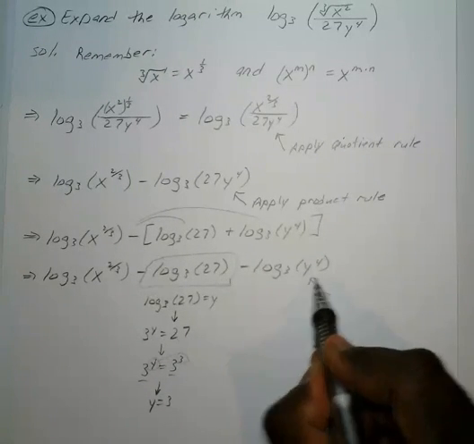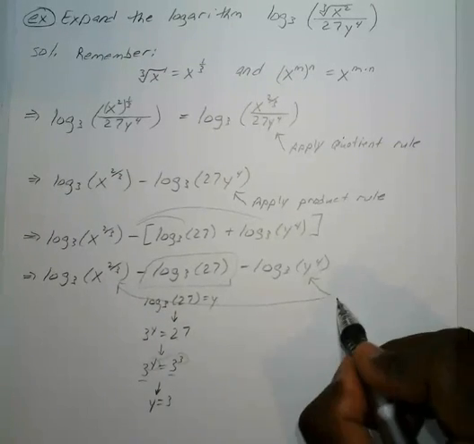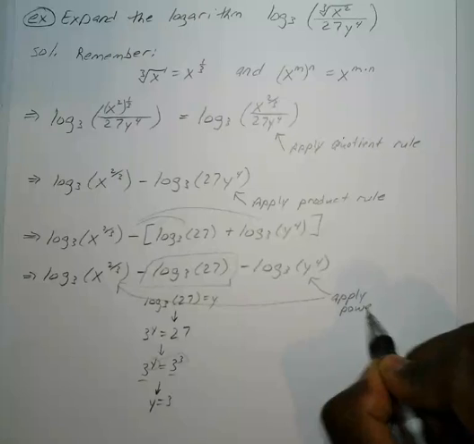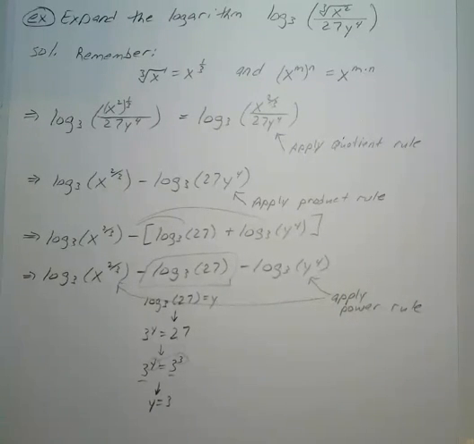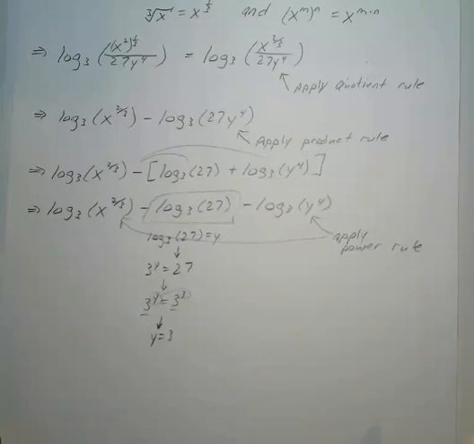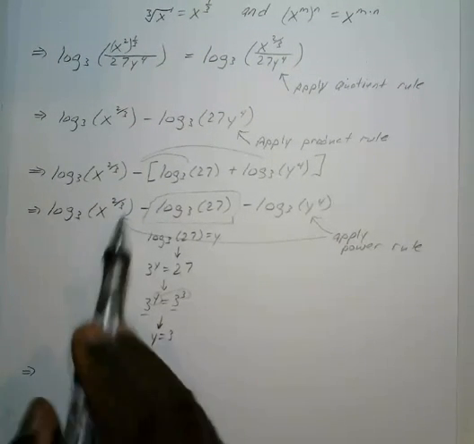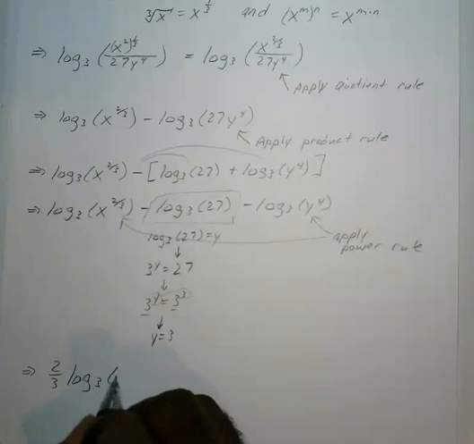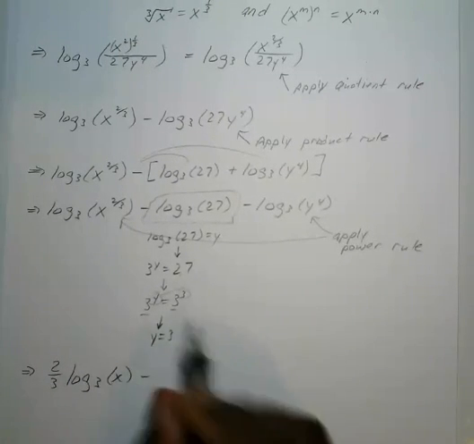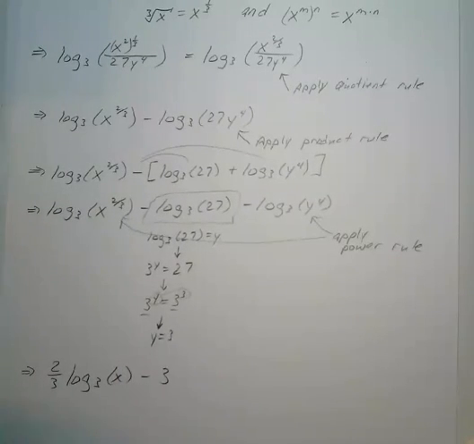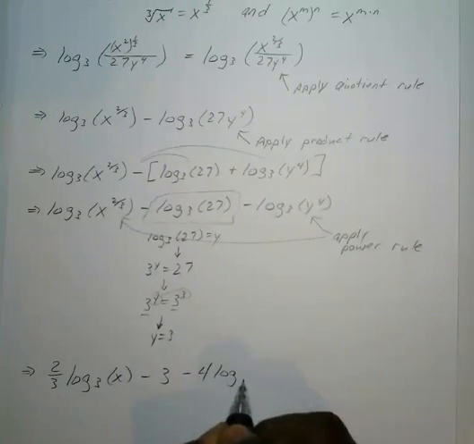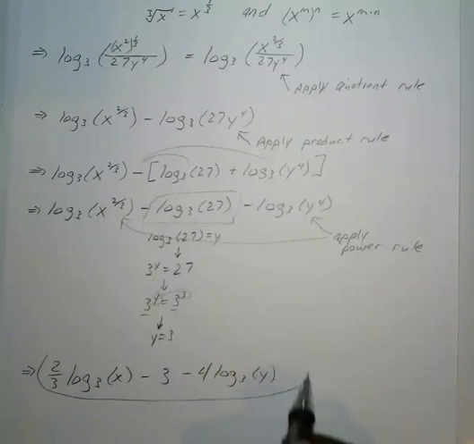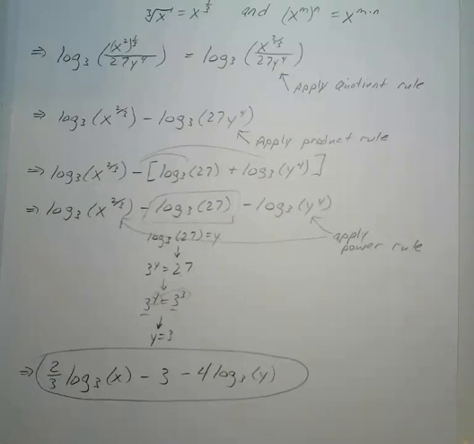But we can actually apply the power rule to these two. So all in all, our final answer will be, bring that 2/3 down to the front: 2 over 3 log base 3 of x minus, remember that just simplifies to become 3, and minus 4 times log base 3 of y. Hopefully you're starting to see the pattern of how these are being done.